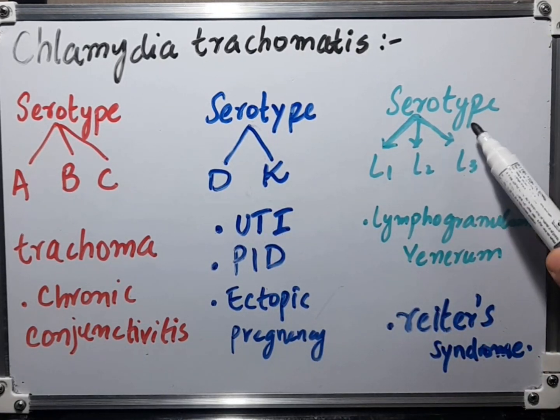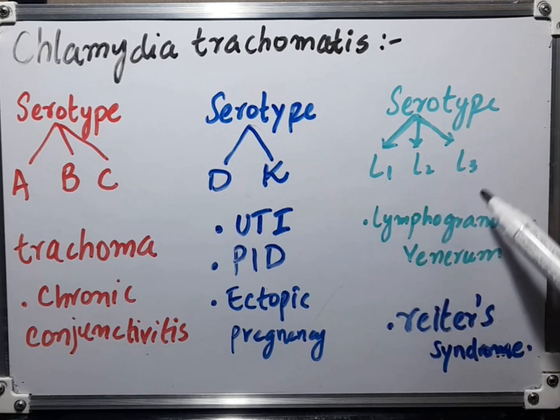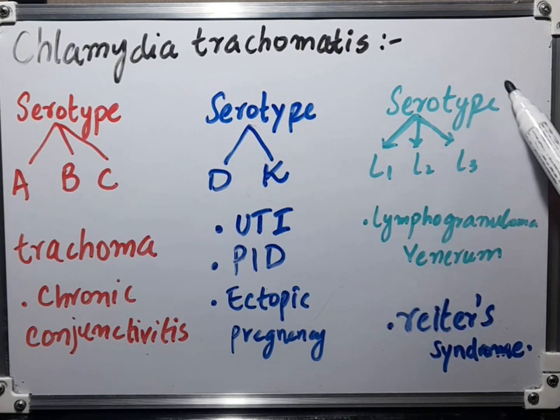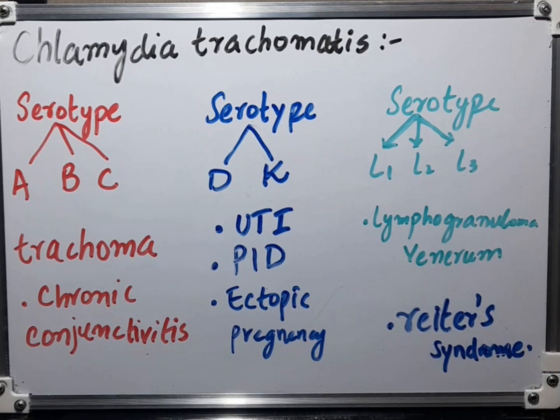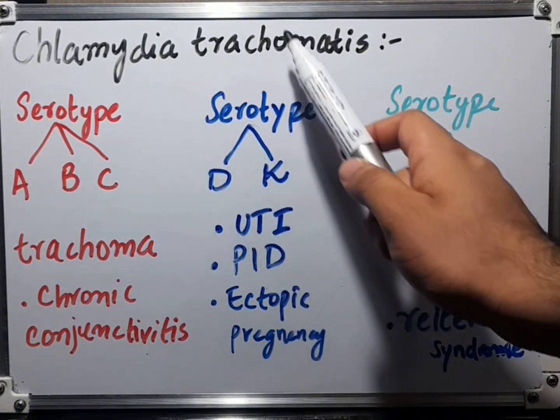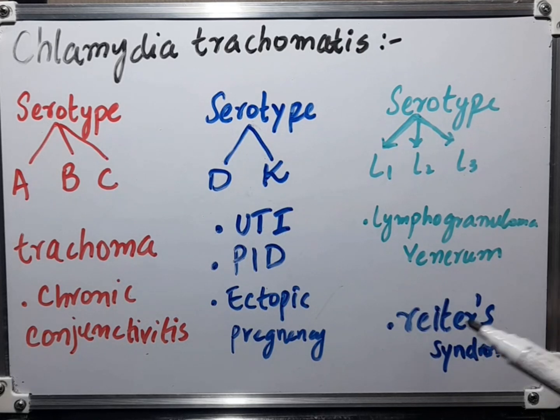Now we will discuss serotypes L1, L2 and L3. These serotypes can cause lymphogranuloma venereum, which is characterized by two classical symptoms: painless ulcerations of the genitalia and inguinal lymphadenopathy. Chlamydia trachomatis can also cause Reiter's syndrome, an autoimmune condition with the classical triad of conjunctivitis, urethritis, and reactive arthritis.